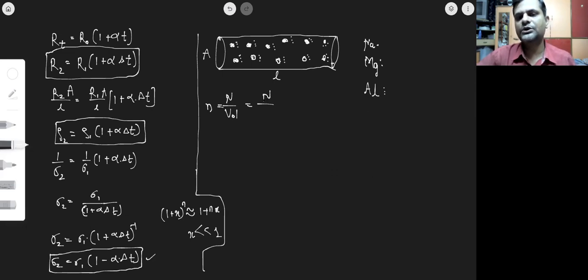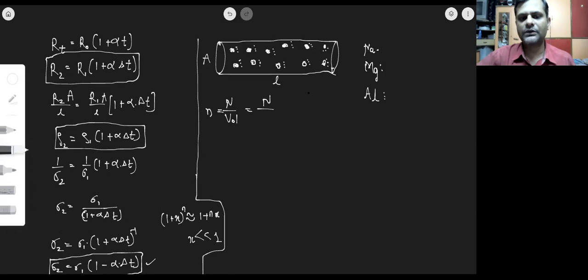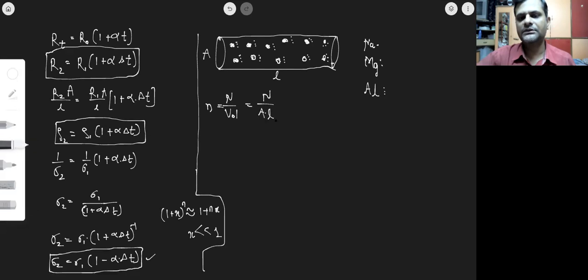Okay, so n is going to be the number of electrons in this whole particular conductor, divided by the volume. What is the volume of this conductor? This conductor is in the form of a cylinder, right? So what is the volume of a cylinder? We know already that the volume of a cylinder is given by the product of area of base and length, right? And hence we can just multiply this area and length together so as to get this volume here.